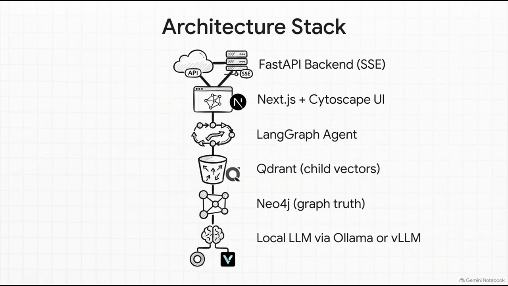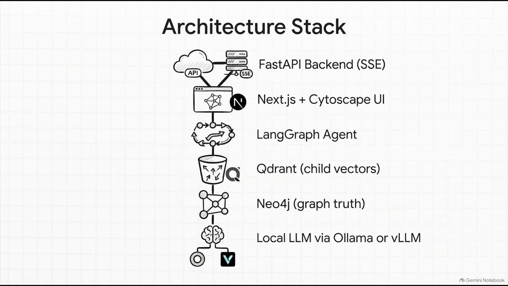Now, this incredibly powerful agent runs on a seriously robust modern stack. On the back end, you've got FastAPI handling the heavy lifting, using server-sent events, or SSE, to stream answers token by token. That means the user isn't just sitting there staring at a loading spinner. Up front, there's a Next.js interface with a Cytoscape chat UI that beautifully renders the knowledge graph visually.